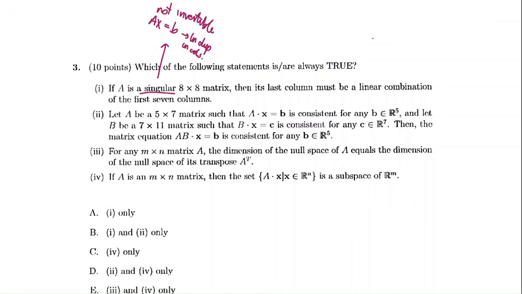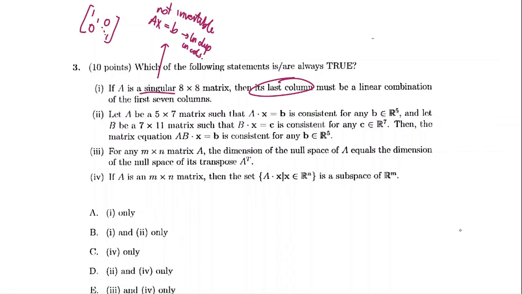So if this was invertible, you would have linearly independent columns. For example, something like this, where all the other entries are 0, but you have a diagonal of 1s, which are the pivot columns. But in this case, because it's singular, you're going to have some linear dependence. But the statement says that the last column must be a linear combination of the first 7, which doesn't really make sense, because the only requirement for a singular matrix is that it's not invertible, which means that it has a linear dependence in the columns. So it doesn't need to be the last column, it could be any other column.